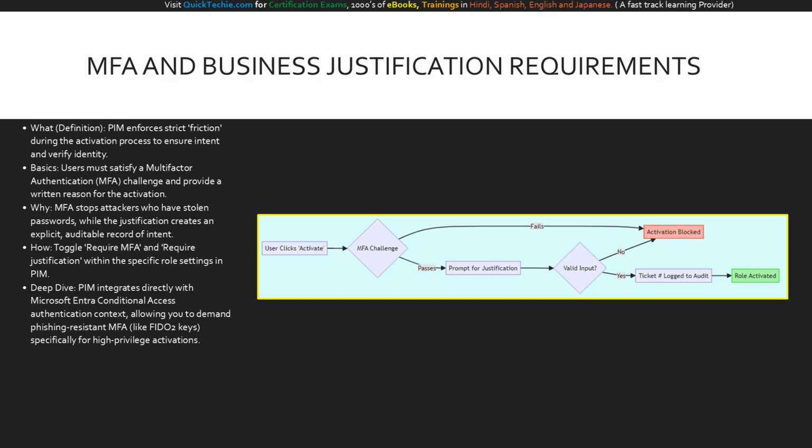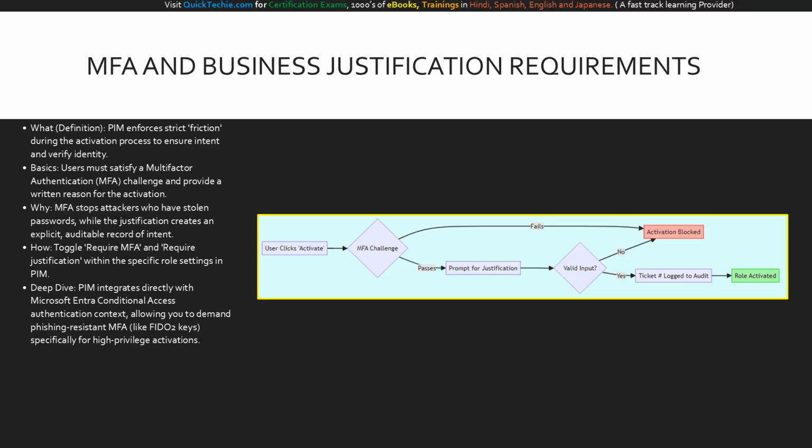For a deep dive, PIM integrates with conditional access authentication context. This means for your most critical roles, you can configure PIM to reject simple SMS text messages and demand cryptographically secure, phishing-resistant MFA, such as a YubiKey, before granting the elevation.